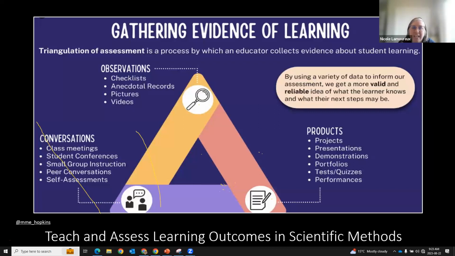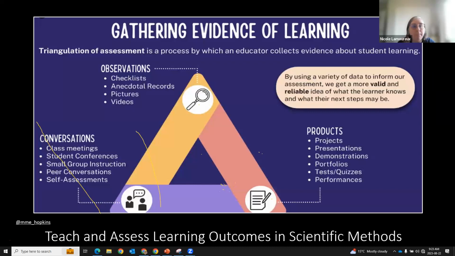And I know we think of testing, right? Or demonstrations and projects. And I think primary is very, very good at doing observations. So if you want to think of it, you are scientists of your students' learning. You're gathering evidence of their learning. So just a reminder to think about triangulation of assessment.